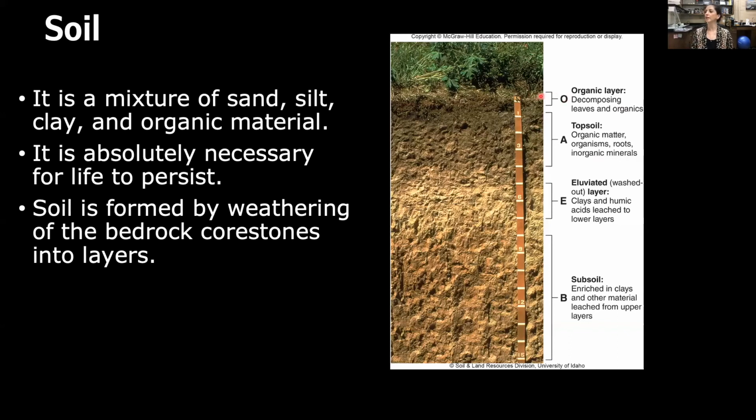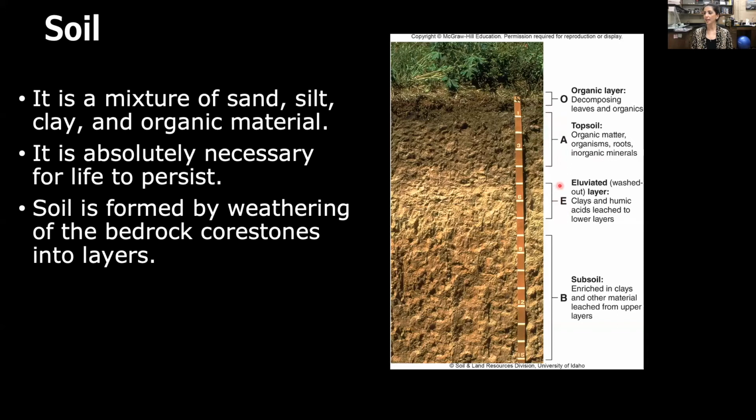So the O layer is at the top here, just where roots are penetrating. This is the organic layer, and this is where we have the decomposition of leaves and other organic materials. Then we have the topsoil layer. This is the A layer, just a few centimeters into the subsurface. Here we have organic matter, organisms, roots, and inorganic minerals. Just beneath that, we have the E layer.